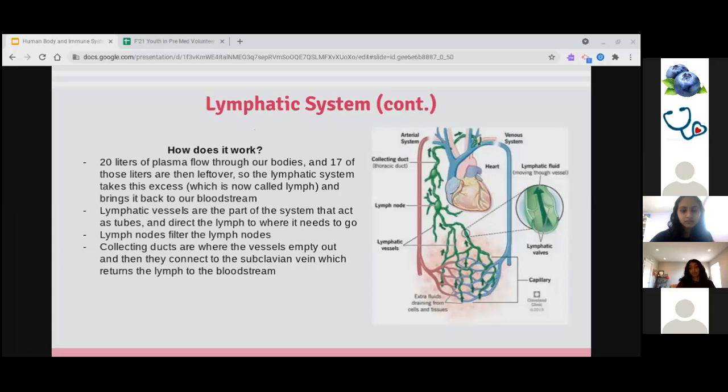So how does this system work? Well, 20 liters of plasma flow through our body, and 17 of those liters are then left over. So the lymphatic system brings it back to our bloodstream. Lymphatic vessels are the part of the system that act as tubes and direct the lymph back to where it needs to go. And lymph nodes filter the lymph. And collecting ducts are where the vessels empty out and then connect to the subclavian vein, which returns the lymph to the bloodstream.